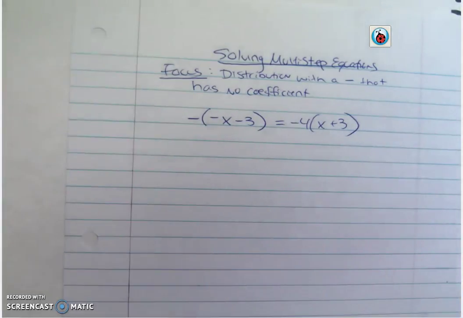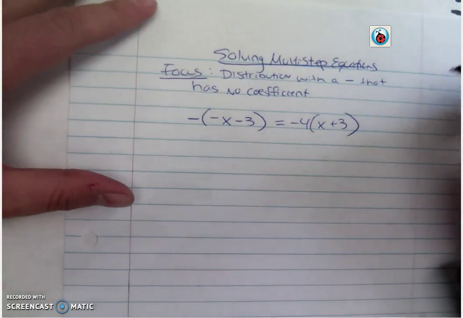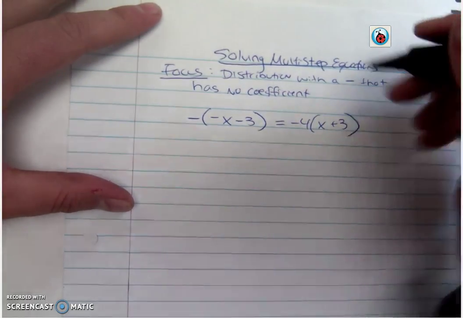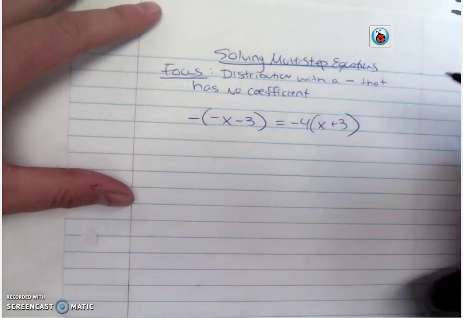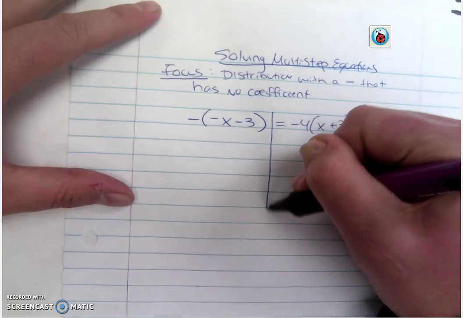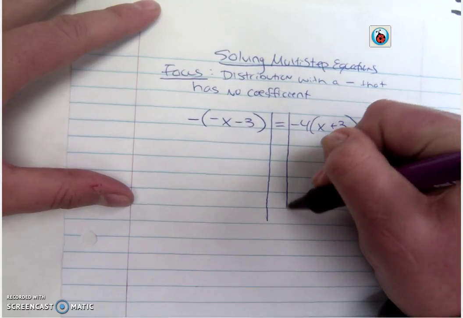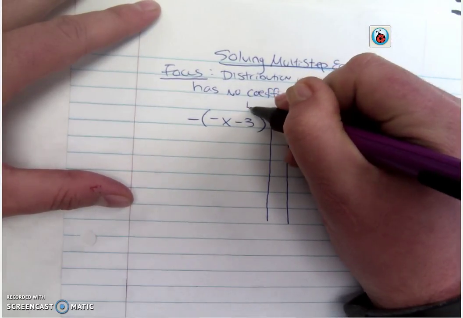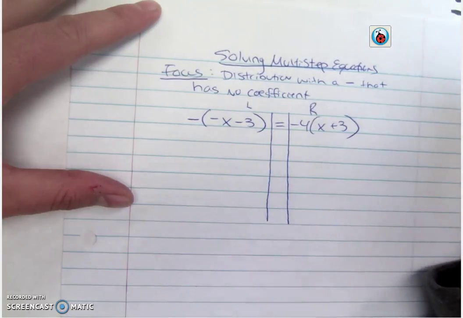Okay, so today we're going to be solving multi-step equations. Focus is going to be on distribution with a negative that has no coefficient. So what we want to do is begin these problems the same way each time. We always want to draw the wall down the equal side to separate the left side from the right side.